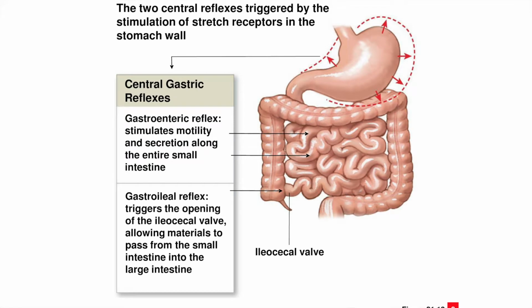When the stomach is stretched, there are two reflexes that are activated. First is the gastroenteric reflex. The gastroenteric reflex stimulates motility and secretion of the small intestine, so that's getting the small intestine ready to get food. And then you have the gastroileal reflex. This opens the ileocecal valve, which is down here in between the small and large intestines. That allows materials to enter the large intestine.